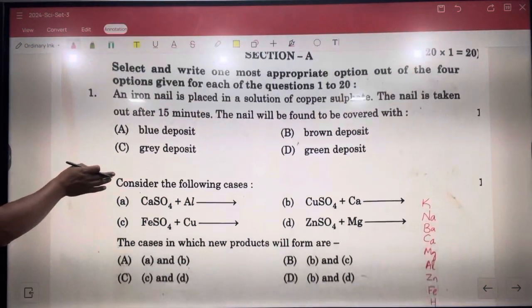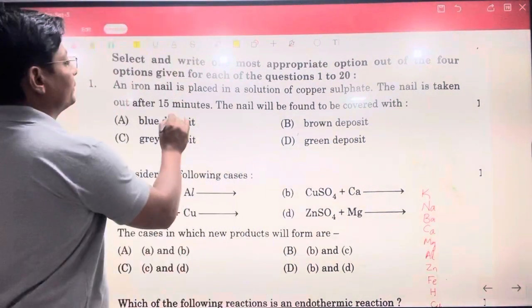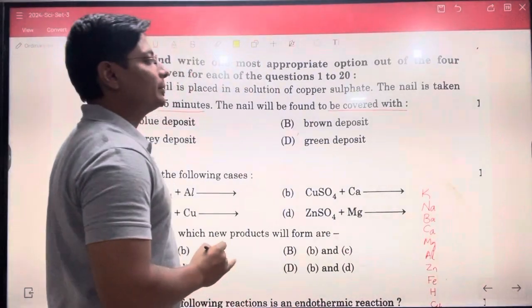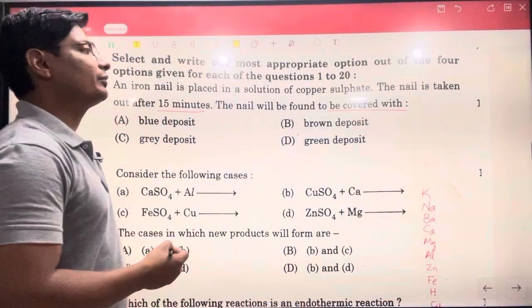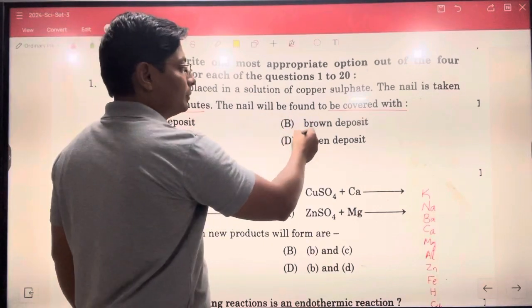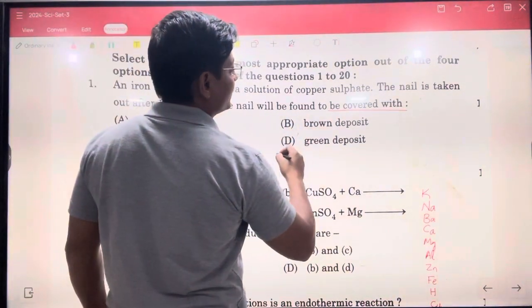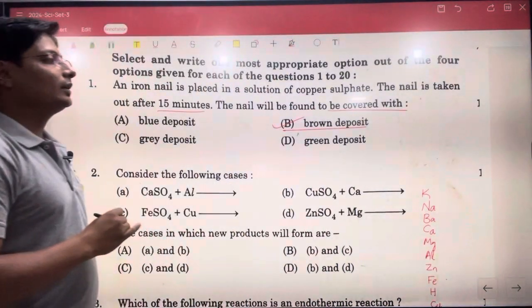An iron nail is placed in a solution of copper sulfate. The nail is taken out after 15 minutes. The nail will be found to be covered with... so when the nail is dipped in the copper sulfate solution, we know that there will be a displacement reaction taking place, because of which there will be a deposition of brown coating on the nail. So therefore here option B would be the correct option.